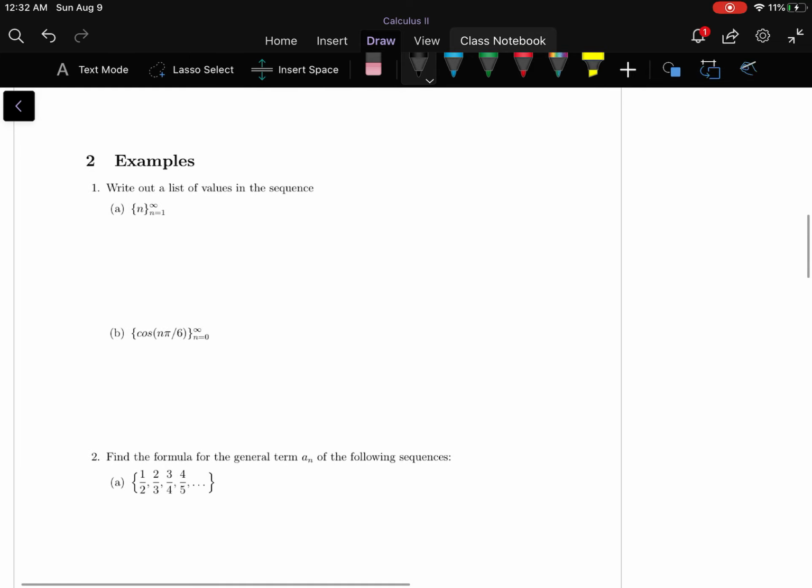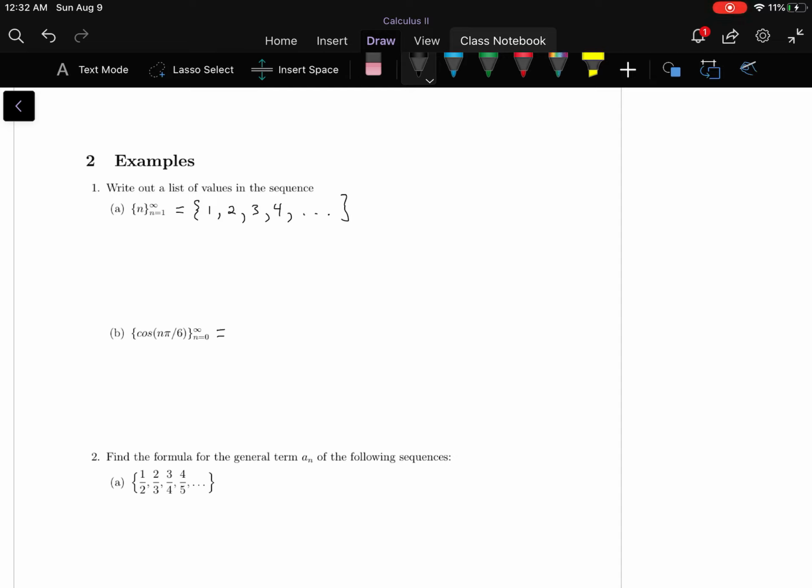In the first problem here, the task is to write out a list of values in the given sequence. So for this first one, the sequence of n from 1 to infinity, this is just going to be, well, when n is 1, it's 1. And when it's 2, it's 2, 3, 4, onwards. And that is what that notation on the left by the A represents.